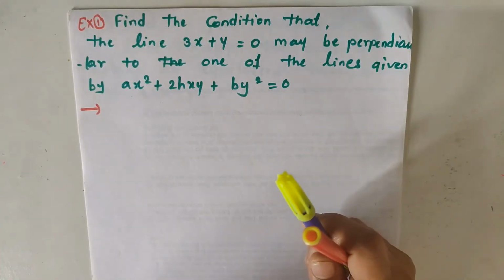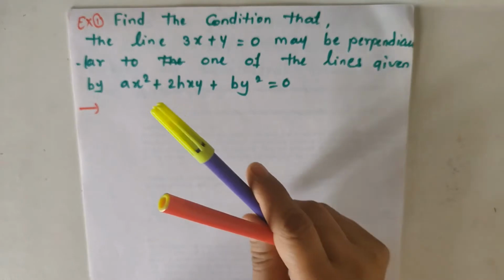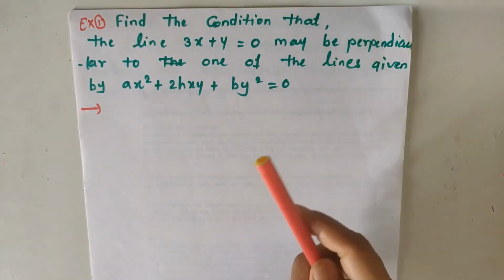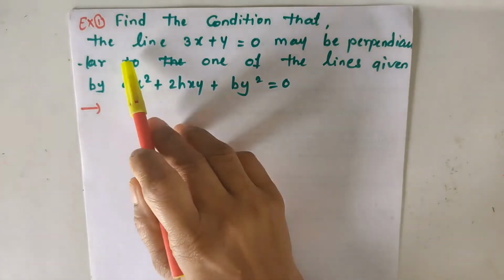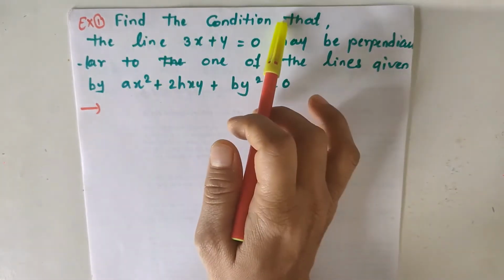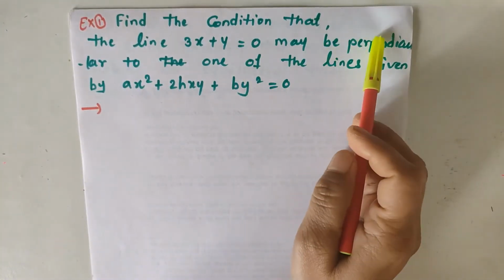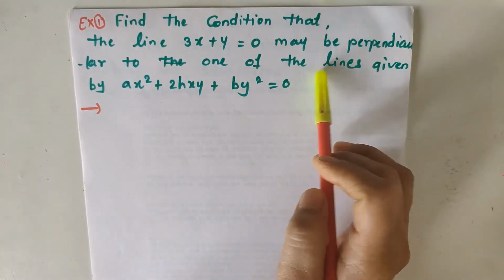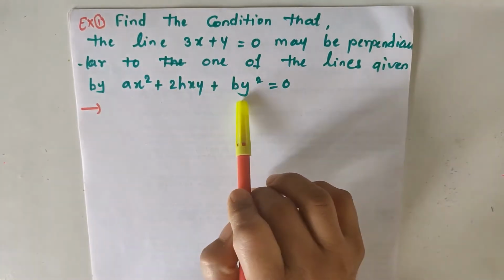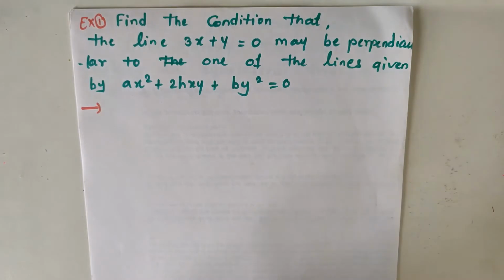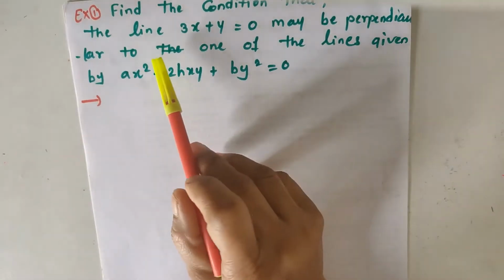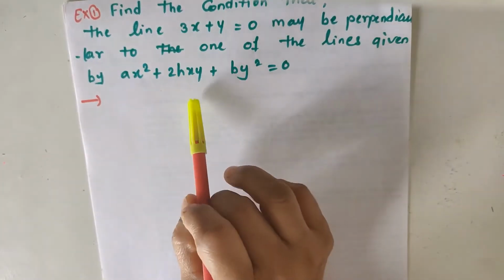In this video, we are going to solve the examples on exercise 4.1. So let's see the first example. Find the condition that the line 3x plus y equal to 0 may be perpendicular to one of the lines given by a homogeneous equation of degree 2. This is the find-the-condition problem.